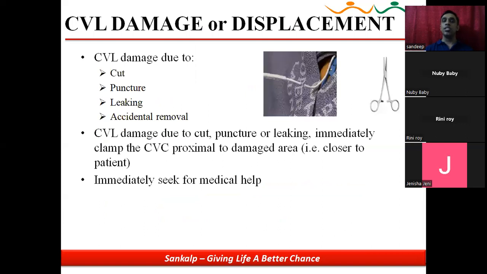Next part is about the CVL damage. Whenever CVL puncture and leakage happen, accidental removal can happen. So especially when you're handling the central areas, never use any sharp materials or scissors.